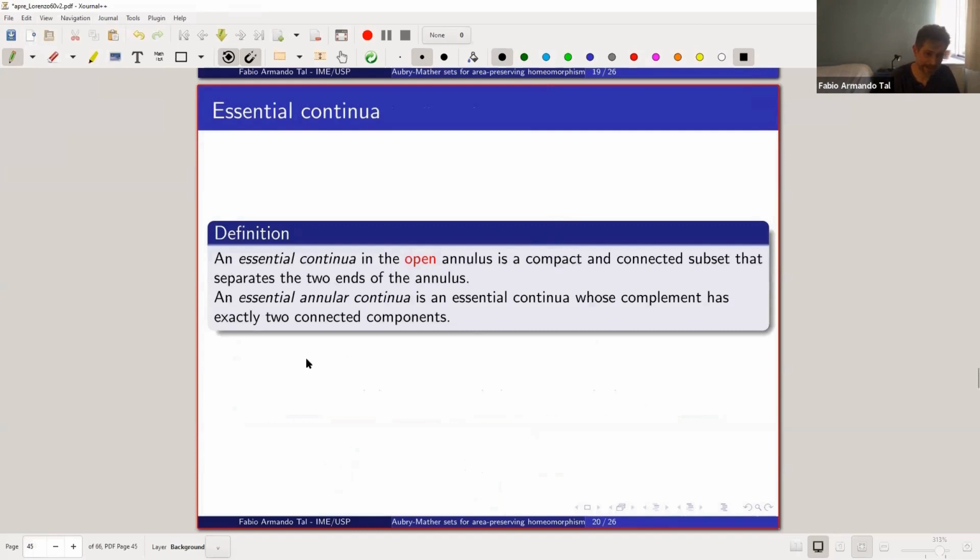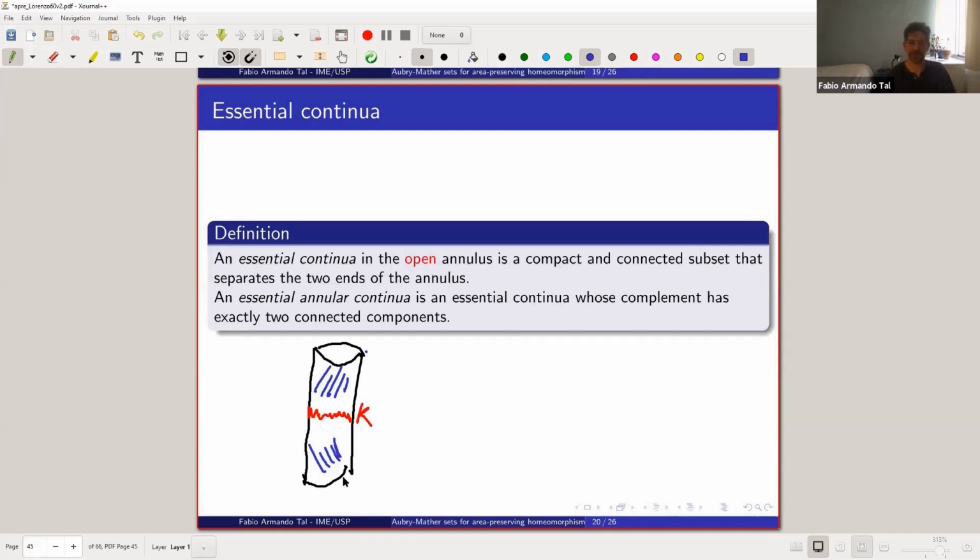Okay. So the second part of the ingredients of the theorem is understanding what an essential continuum is. I'm going to be a little loose here. I have this annulus, and I'm going to have an essential continuum in the interior of the annulus if I have some compact set K such that the complement of K has two different connected components, one which includes the top boundary and the other one which includes the lower boundary. It's just some object that cuts the annulus in two pieces, one which is above itself and one which is below itself.